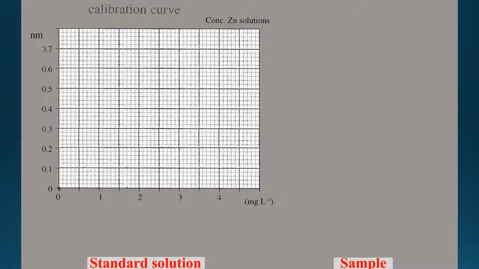Now let's see. First, you prepare the standard solution, the first bottle. Standard solution means you know the concentration. This known concentration, 1.20 mg per liter, is because you prepared it, you know. Then you put it onto the graph. And once you put it onto the graph, this is 1.20.